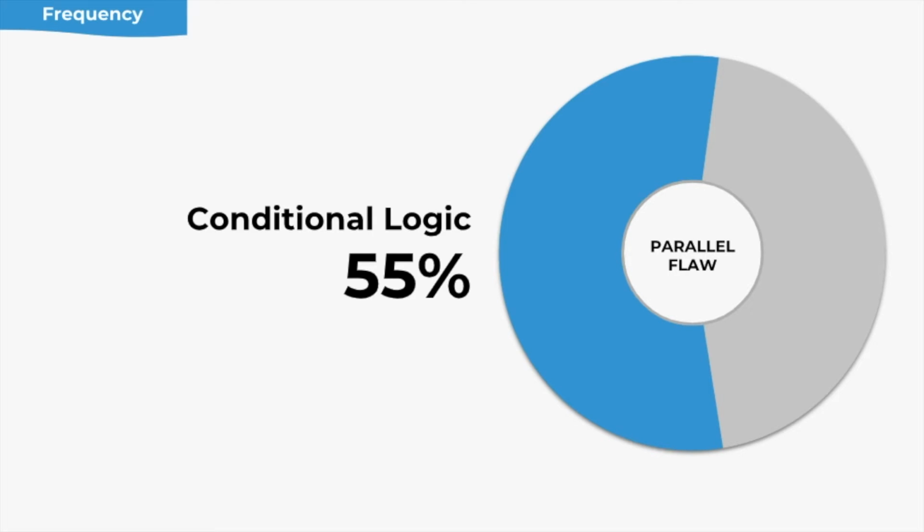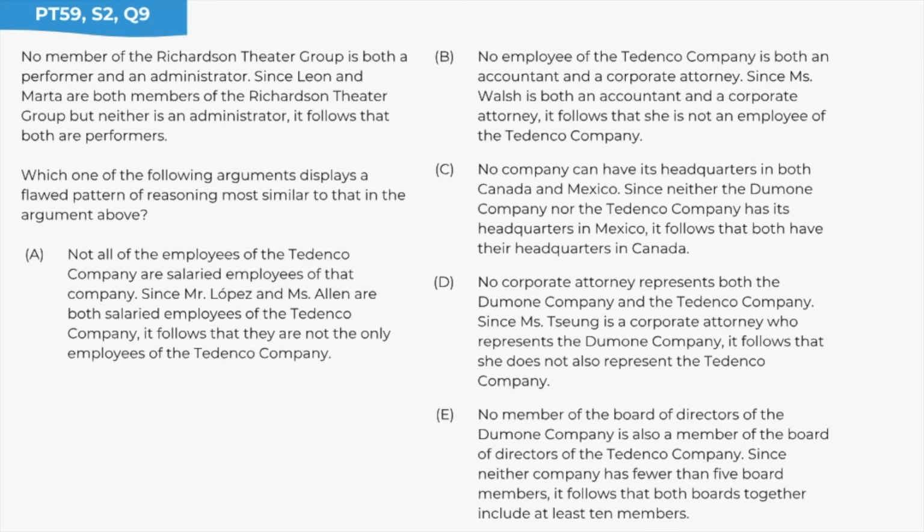Now, among the reasoning structures that play a major role in parallel flaw questions, conditional logic is a major driver. 55% of parallel flaw questions rest on conditional logic as the argument structure. So let's take a look at how that works. Here's an example. Go ahead and give this one a try. When you think you have an answer that you like, go ahead and hit play again, and we'll review it together. All right, welcome back.